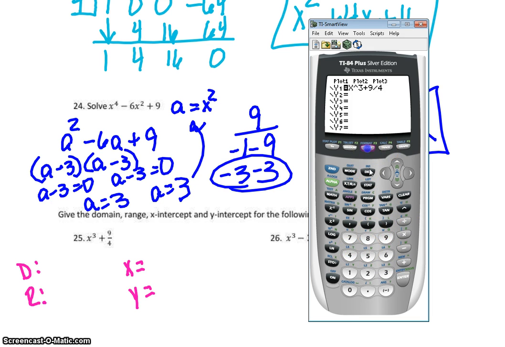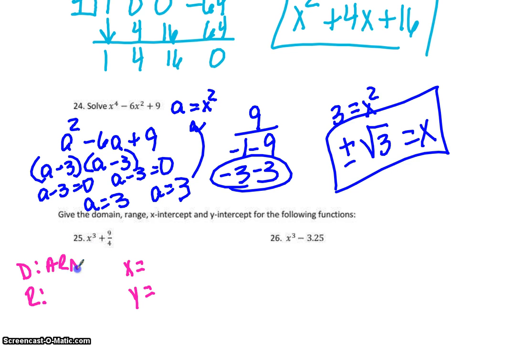Take a quick look at your graph. So I'm just going to go zoom 6. And you can tell that it is continuing on. Your domain and your range are both going to be all real numbers.